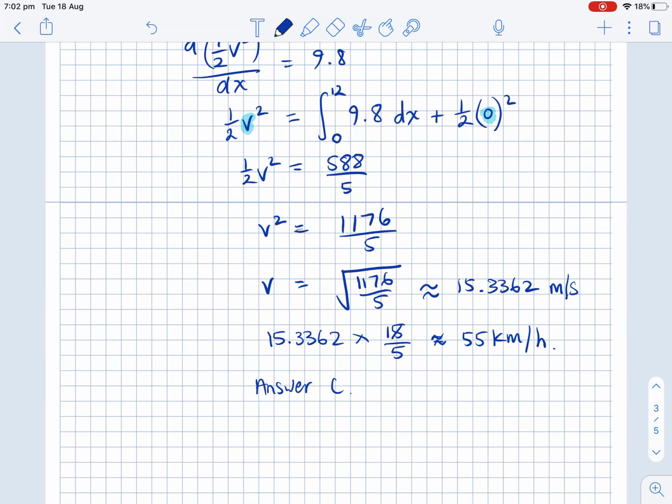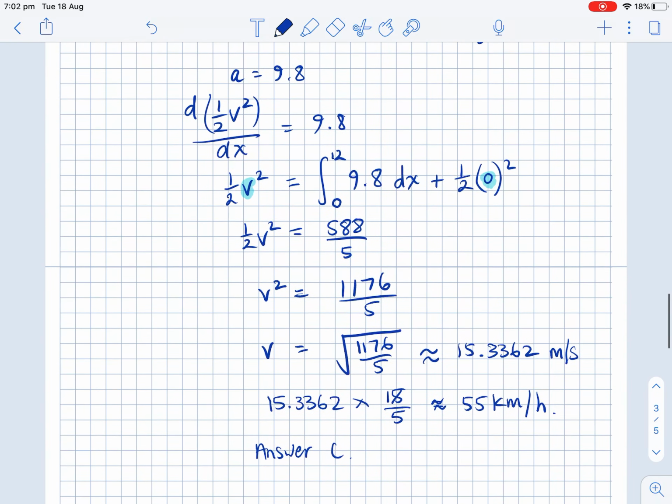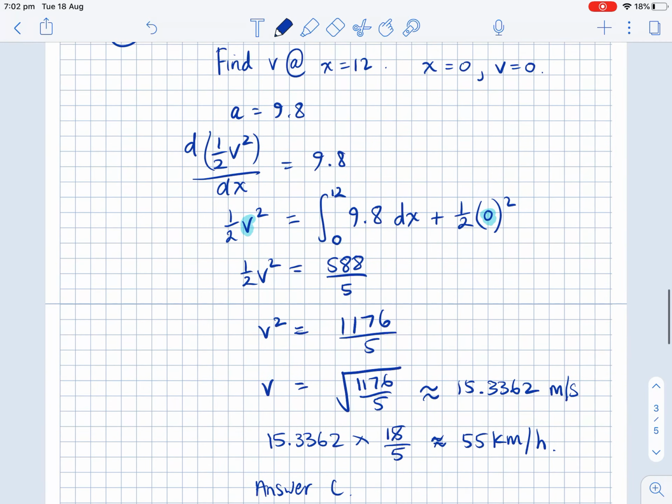So that's the quickest way of doing it, but the understanding involved to run through the question that way is a little bit more involved.